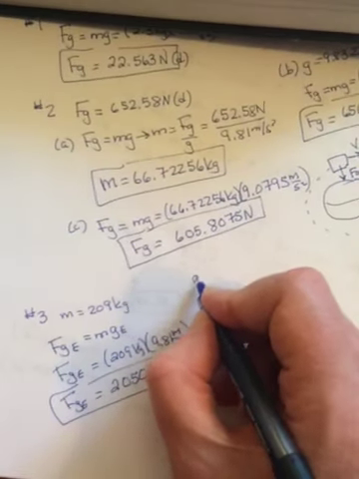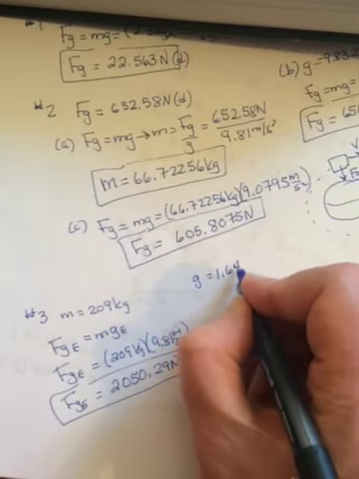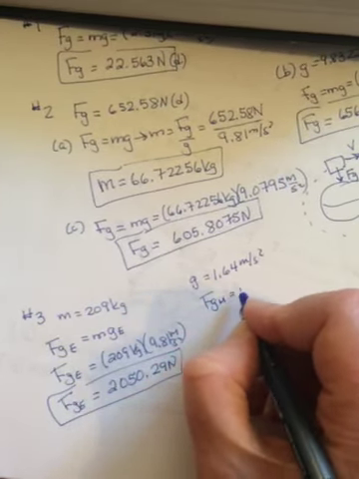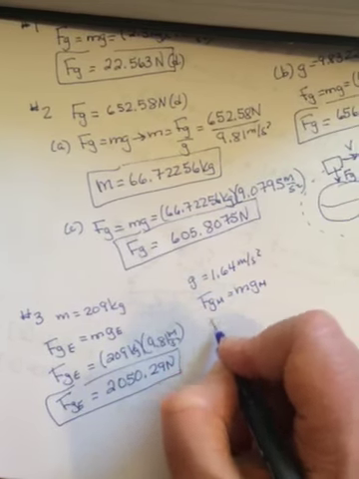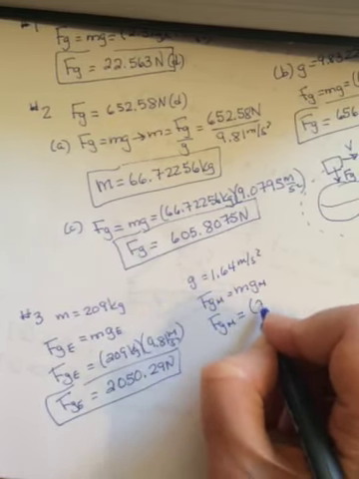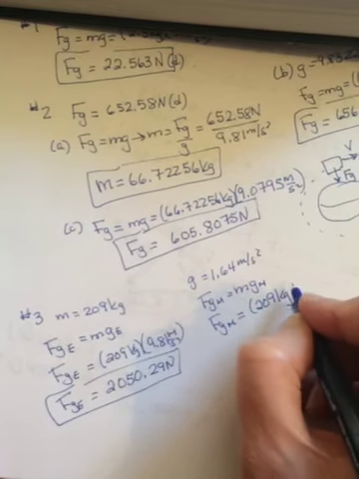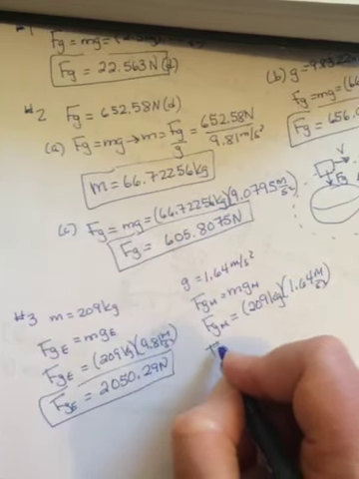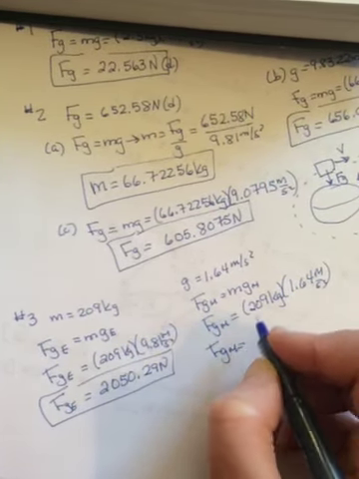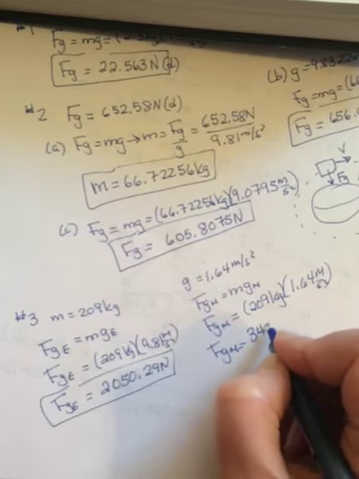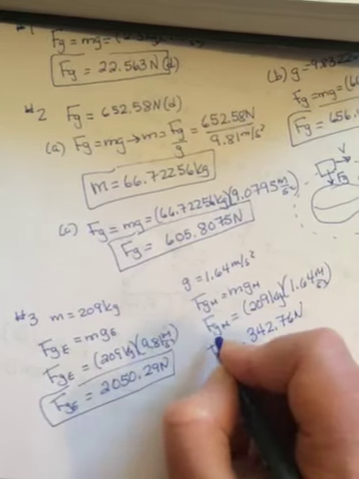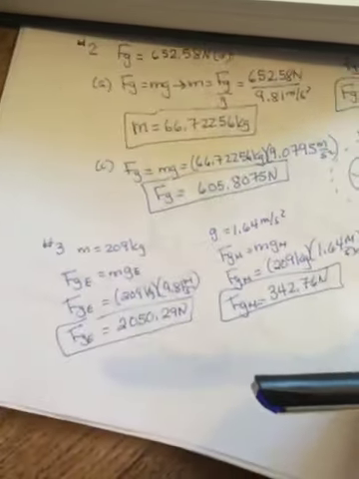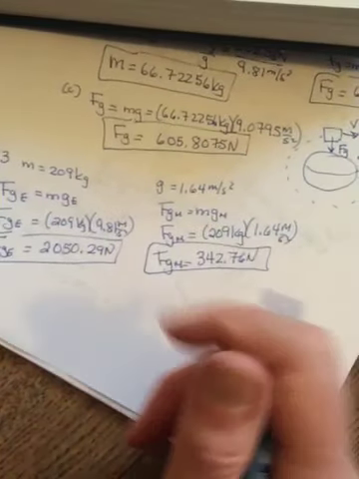Okay? Now, to do it on the moon, you have to go to page 133 and find the little g of the moon, and it's 1.64 meters per second squared. So then Fg on the moon, which is equal to mg, is going to be equal to 209 kilograms times 1.64 meters per second squared. So Fg on the moon is going to be significantly less. It's 342.76 newtons. It weighs a lot less on the moon because the moon is a lot tinier than the Earth, and so it has to have less pull.